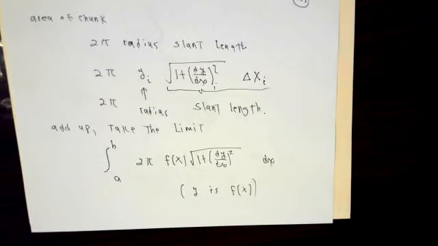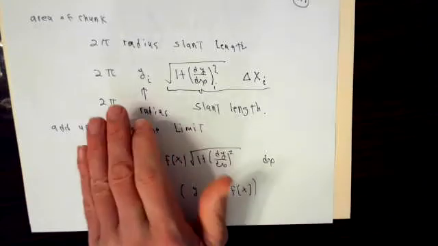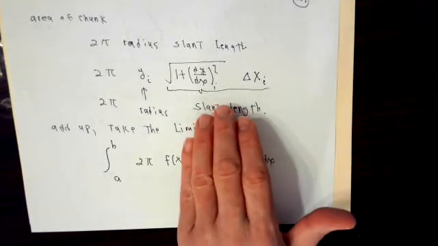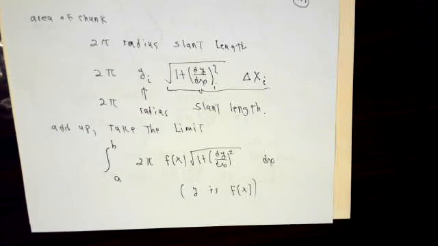So 2 pi times radius times slant length. 2 pi times, in this particular circumstance, the y coordinate, that's the radius. I have to express that in terms of x, though, because we're going to end up integrating with respect to x, times the slant length, which is a little piece of arc length, which we figured out how to do previously in this discussion.